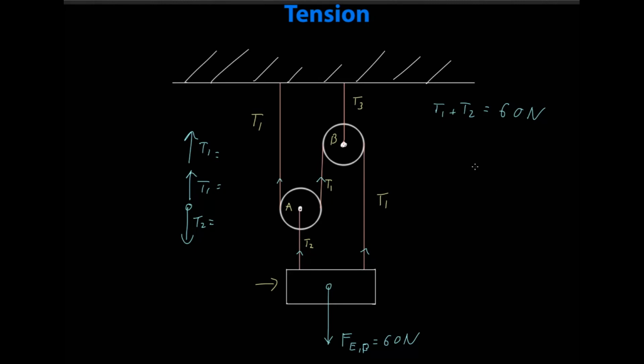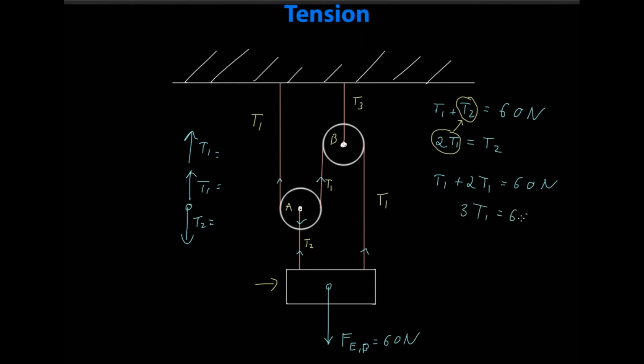The next thing I'm going to look at is pulley A. Looking at pulley A, I have tension 1 up twice and tension 2 down on pulley A, which means 2 tension 1 has to equal tension 2. Now all I have to do is a substitution. I take 2 tension 1, substitute it here for T2, and I get T1 plus 2 tension 1 equals 60 newtons.